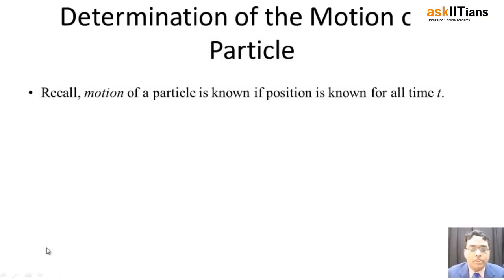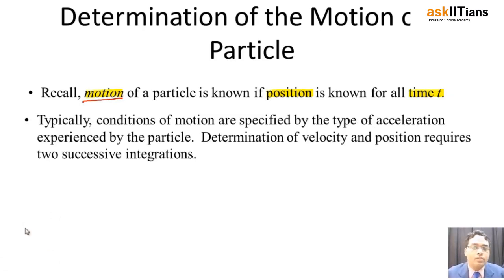Now continuing on, what we are going to discuss today is basically the understanding about how to determine the motion of a particle. So for that, the first thing that we need to understand is what exactly motion stands for. Motion basically represents how the particle is moving as a function of time, how its position is changing with respect to time. So the motion of a particle is known if the position is known for all instants of time. If we know how the position is changing with time, that means we know the position at all instants of time, right?